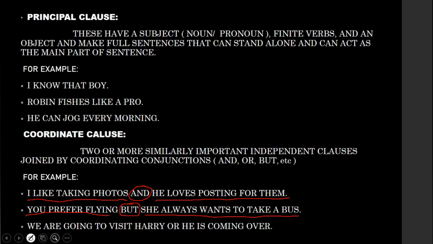The last one is: we are going to visit Harry or he is coming over. So here we also have two independent clauses, that is, "we are going to visit Harry," and the next one, "he is coming over," and they are connected by "or," a coordinating conjunction.